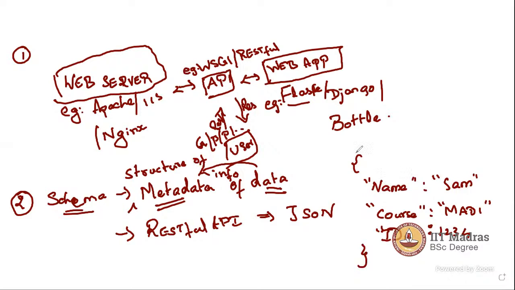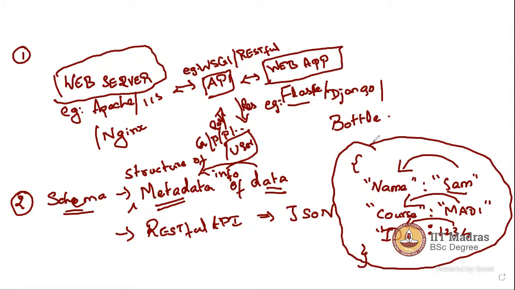So what you infer from here, Sam is a name. So this is the data about the given data. Similarly, mad1, it is the course. Similarly, 1 2 3 4, what is 1 2 3 4? It is the ID, right? And this is the structure of how you have to write your entire content, right? So this is known as schema. So RESTful API is using JSON schema to represent the structuring of data, right? So JSON schema is nothing but it specifies a schema, metadata about the available data, right?